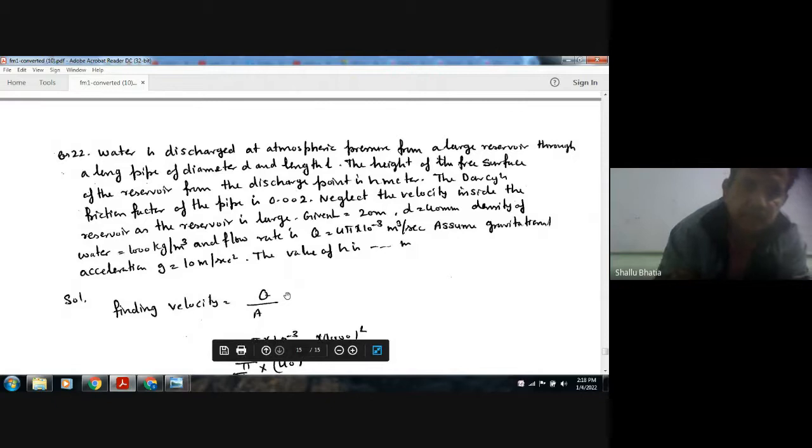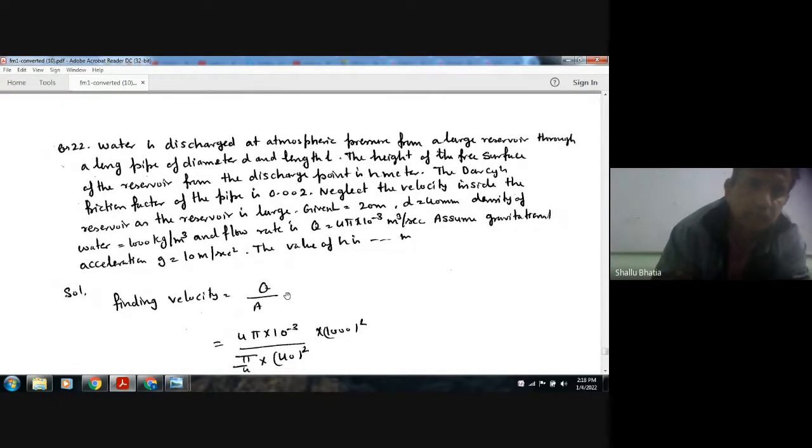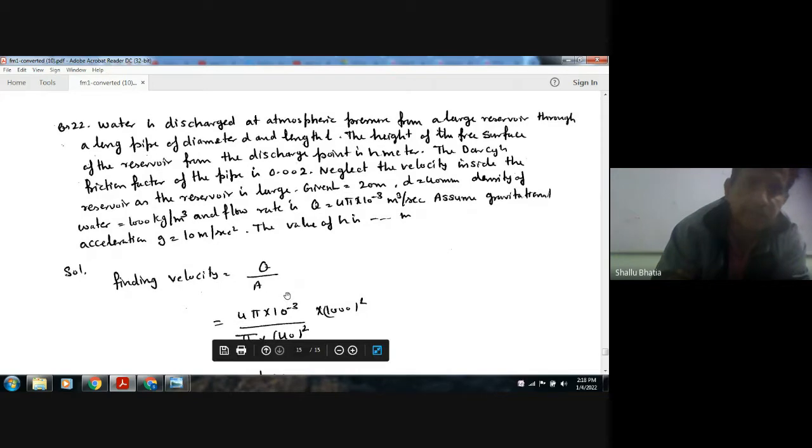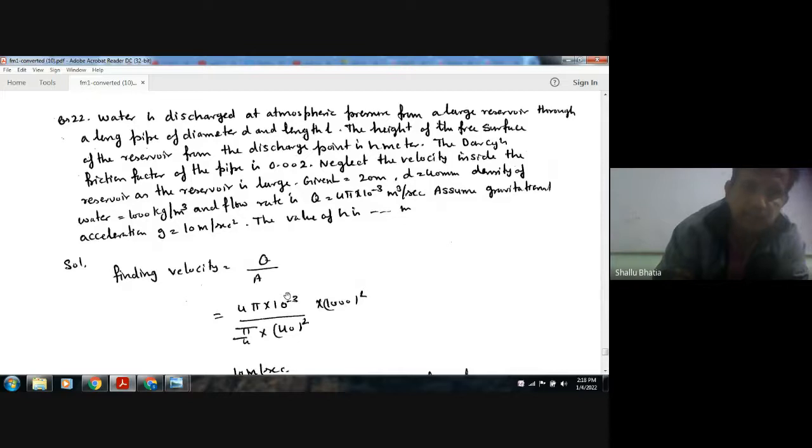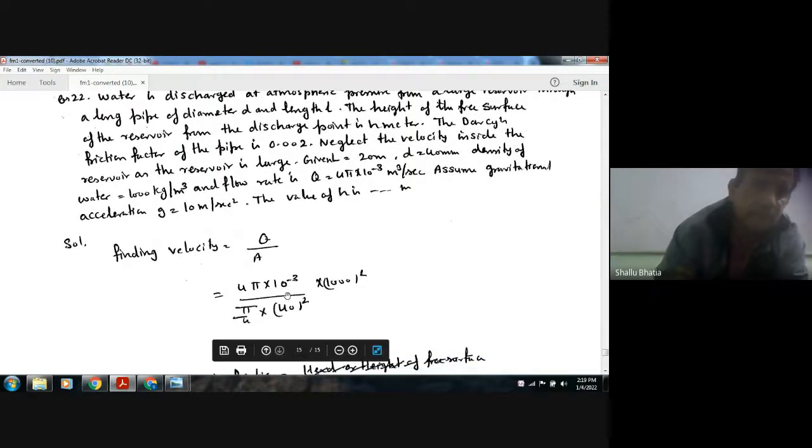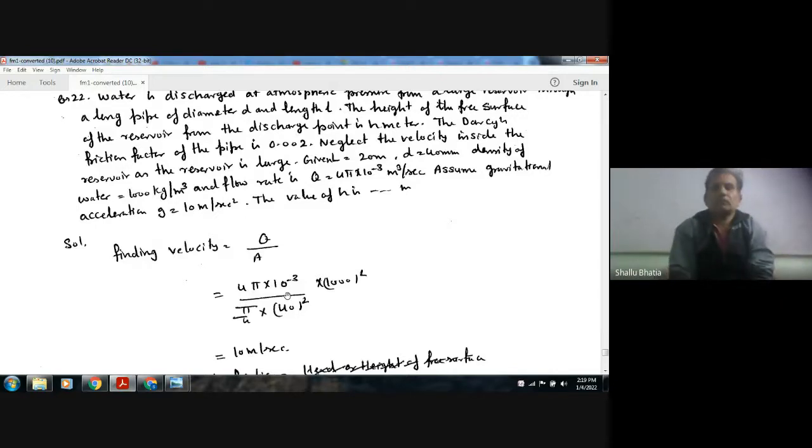Next, water is discharged at atmospheric pressure from a large reservoir through a long pipe of diameter d and length L. The height of the free surface of the reservoir from the discharge point is h meter. The Darcy friction factor of the pipe is 0.002. Neglect the velocity inside the reservoir as the reservoir is large. Given L is equal to 20 meter, D is equal to 40 mm, density of water is equal to 1000 kilogram per meter cube, and the flow rate is Q equal to 4 into 10 power minus 4 pi into 10 power minus 3 meter cube per second. Assume the gravitational acceleration g is equal to 10 meter per second square. The value of H is?